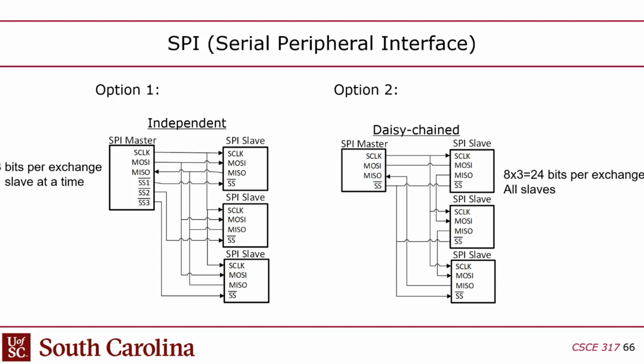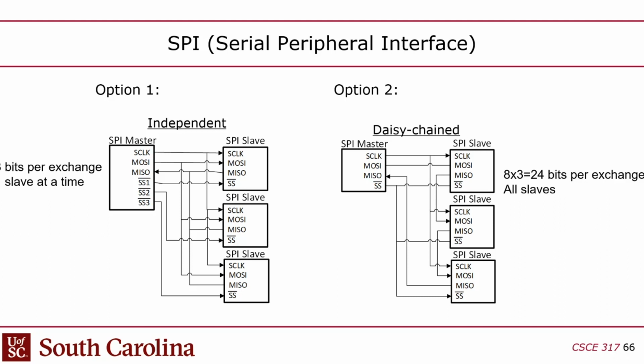Option 2 is the daisy chain, and this is what the quiz question was asking, where you just run MISO out of the first slave into MOSI on the second slave, and the MISO on the second slave to the MOSI on the third, and the MISO on the third back to the MISO on the master. So you have MISO to MOSI, MISO to MOSI, MISO back to MISO.